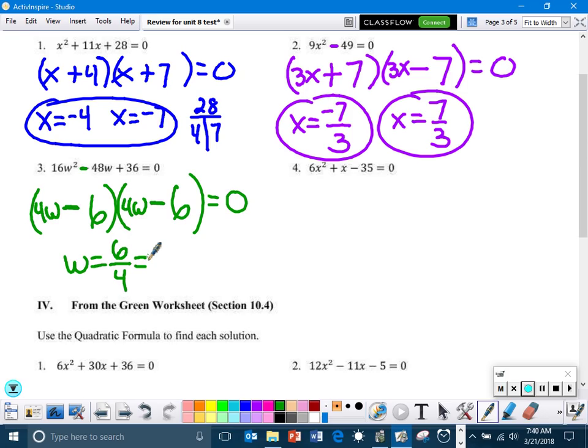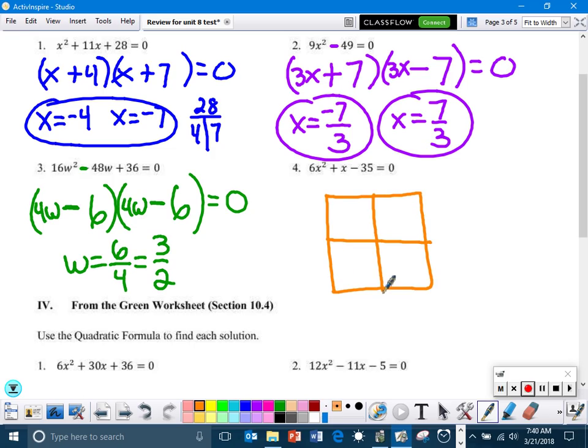Simplify. Use your fraction on your calculator if you need to. That simplifies to 3 over 2. All right, moving on. This one, there's no special pattern or anything. We're going to need to use the box for this one. Okay, 6x squared goes here, minus 35 goes here. The 1x goes on the side. We're going to multiply the 2 corners together. And 6 times negative 35 is negative 210.